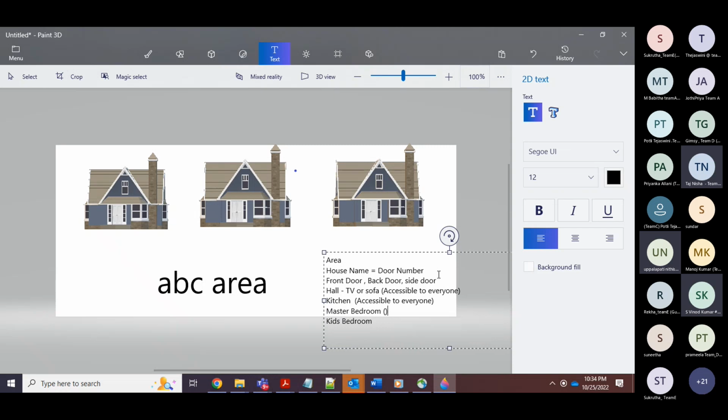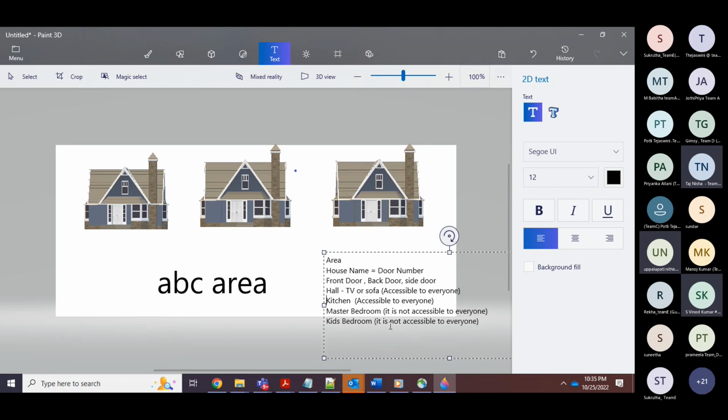And in the master bedroom, the bed and the AC and the closet inside the master bedroom, is it accessible to everyone? No, sir. It is not accessible to everyone. Okay. And in the same way, as a privacy point, the kids' bedroom has something like their desk, chair, bunk bed, or whatever it is. Is it accessible to everyone? No, sir. It is also not accessible to everyone. Okay.